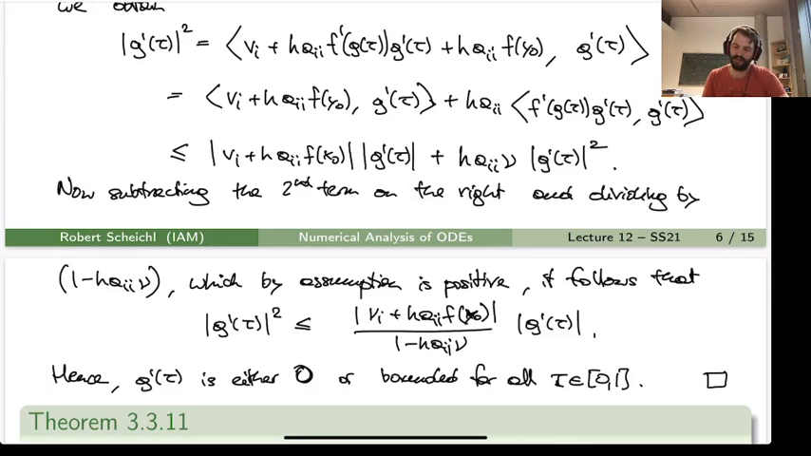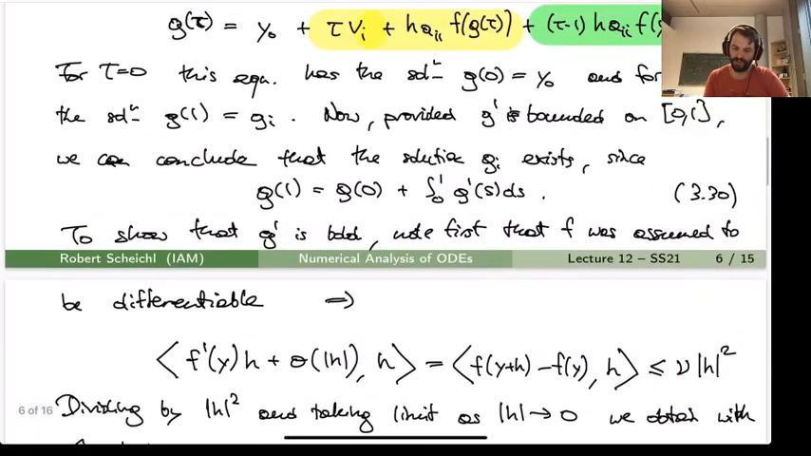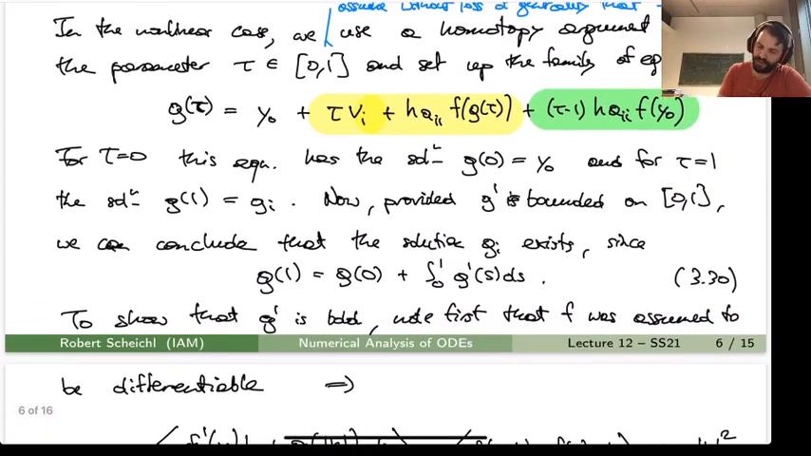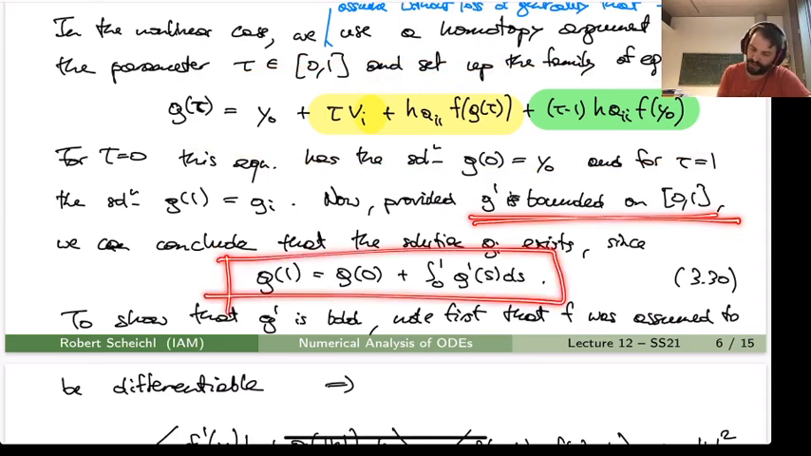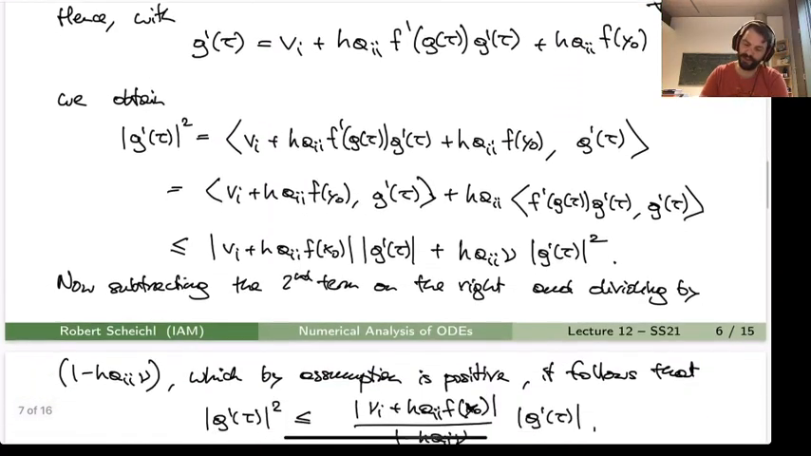Remember, we only wanted to prove that this g function, this homotopy function that we have here, has a bounded derivative, because then we can find g1, which is our stage value, from g0, which is our initial guess, by this simple fundamental theorem of calculus rule. And we've just shown that g prime is in fact bounded, either 0 or bounded.